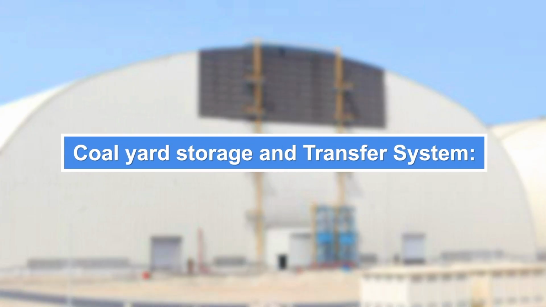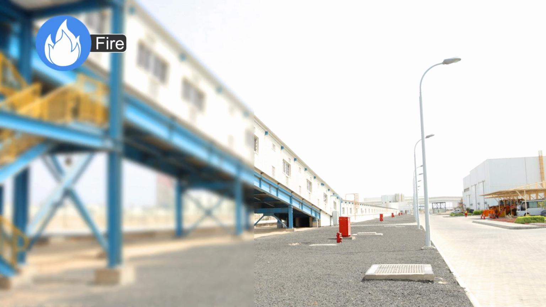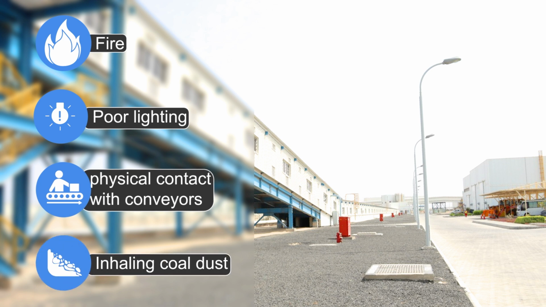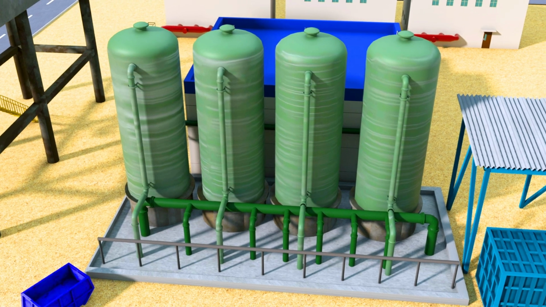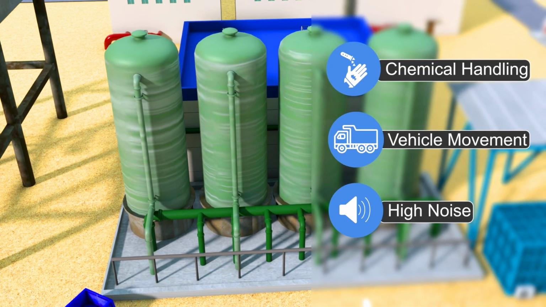Stockyard and transfer system. It's a complex area with hazards such as fire, poor lighting, physical contact with conveyors, and inhaling coal dust. Electrochlorination plant. Poses risks such as chemical handling, vehicle movements, and high noise levels.